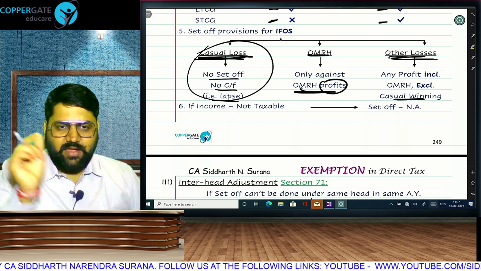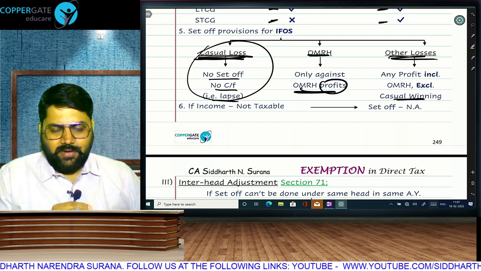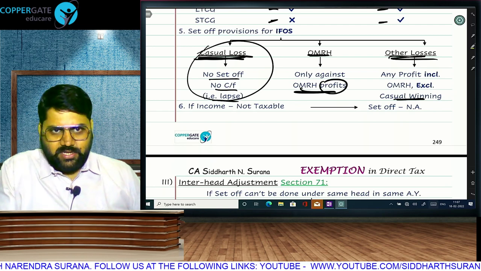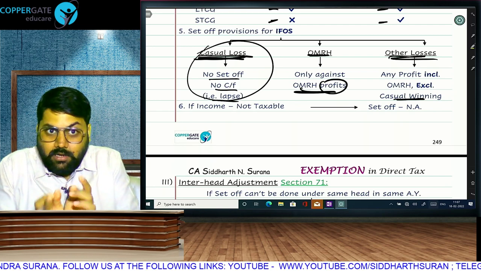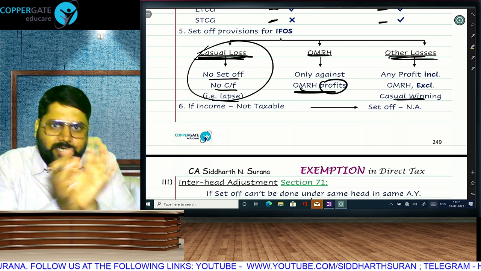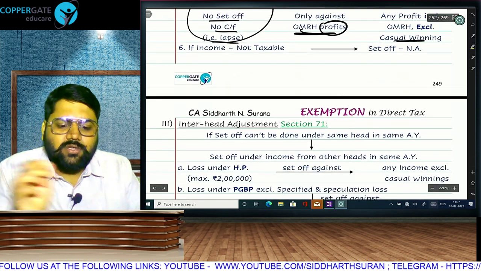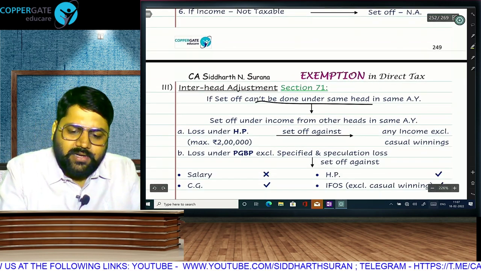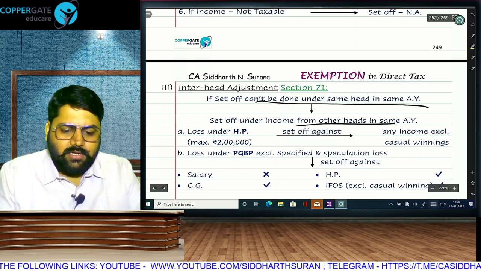So this is where we have adjusted our losses within the same head of income. Now let's try to adjust again. Supposing we don't have profit in the same head, then only we can go to other heads. So let's go to the other head. Can we take our losses to other heads? If set off cannot be done under the same head, then you will do against other heads.